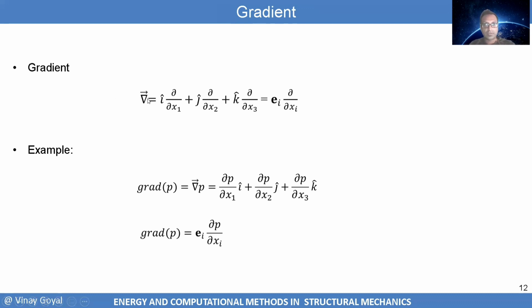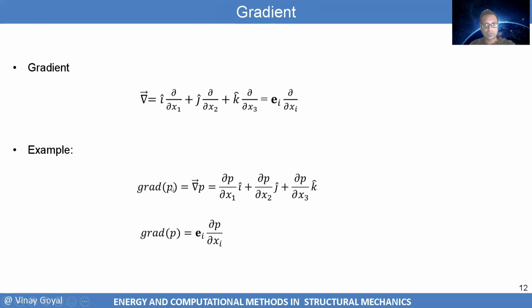Here I have the gradient. The gradient of a scalar will give you a vector. So here is a gradient of P, for example. But if I were to write this in index notation, I'll have e_i bold, which is a unit vector, and then the partial derivative of something with respect to x_i.